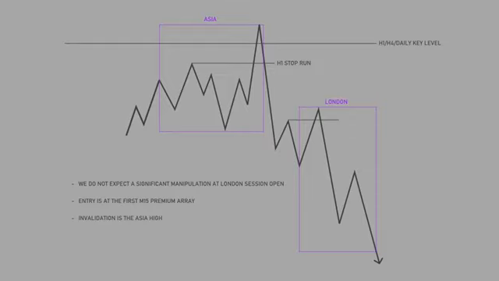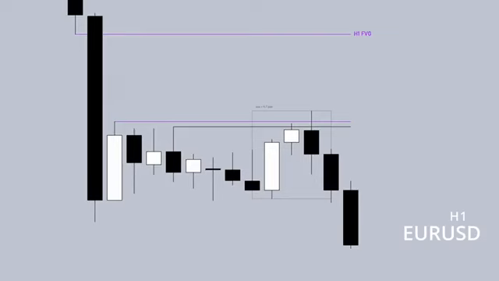Also, the invalidation for the narrative is always the manipulation high or low. In this case, it's obviously the Asian session high. So here we have the H1 Euro chart, and you can see here we have an hourly fair value gap, which is our higher time frame key level, and we also have an hourly stop run into our key level, followed by a change in order flow.